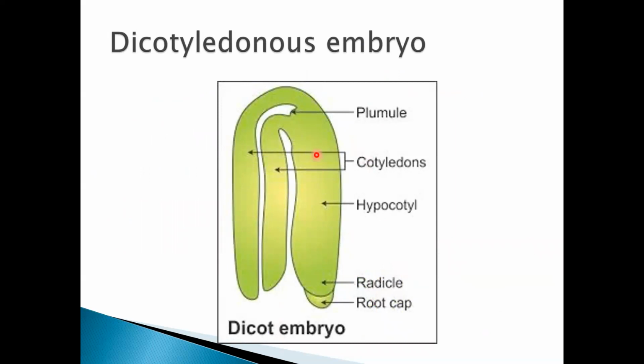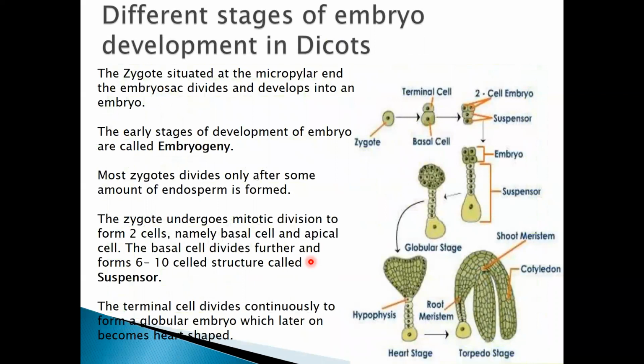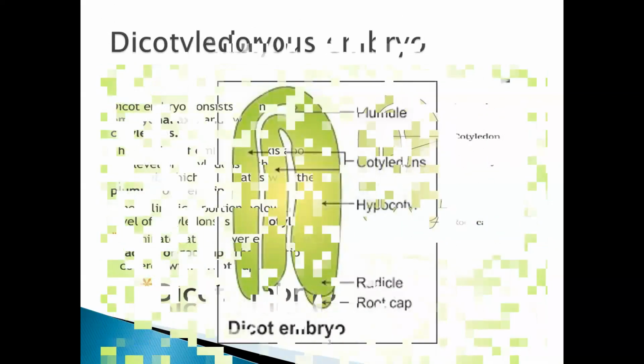Now, this is the diagram of the dicot embryo, and it is very important. It can be asked: draw the diagram of the dicot embryo and label the parts. Important question. Or the question can be asked in this way also: draw the dicot embryo and explain the process of the formation of the dicot embryo, or the different stages of embryo development in dicots. So this can be asked as well.